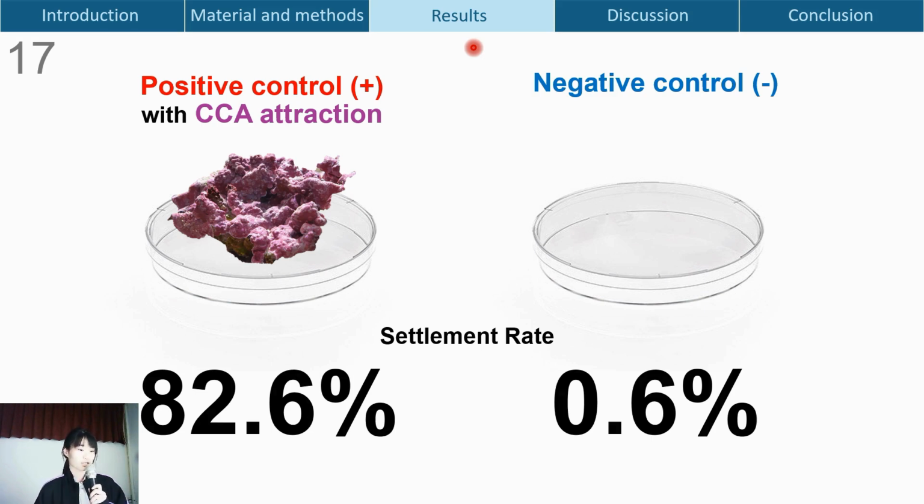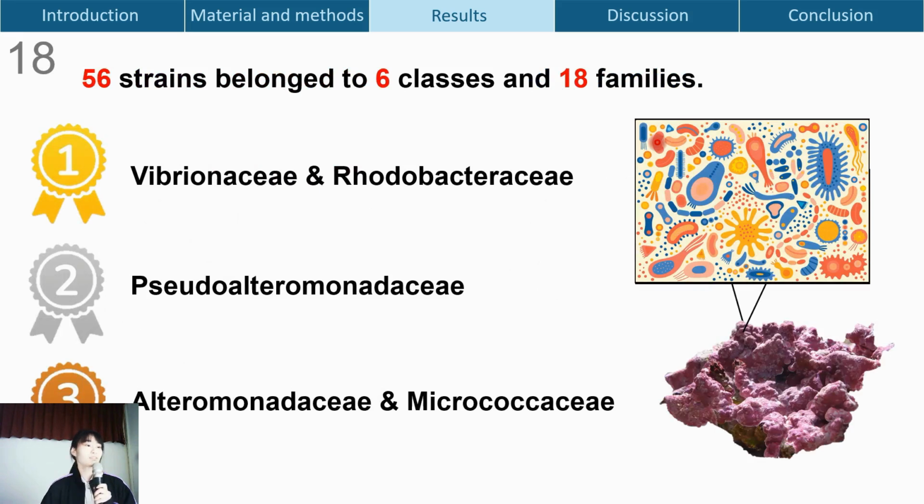And this showed a good result, ending in an 82.6% settlement rate, while the negative control had only 0.6%. And for the result of our bacteria identification, we know there are 56 strains in our crustose coralline algae, and they belong to 6 classes and 80 families. This time I use family to show the result. There are 9 strains belonging to these two, and 7 strains belonging to this one.